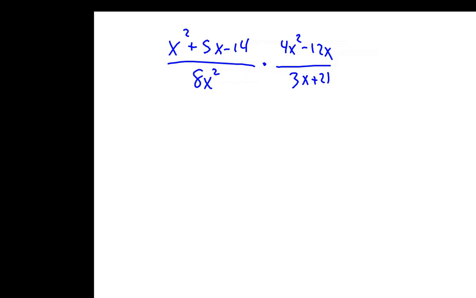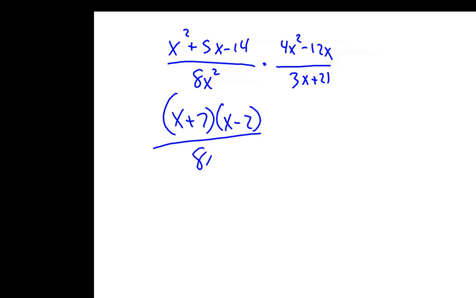So what does the numerator in the first fraction factor into? Factors of negative 14 that add up to 5. Cameron? All right, x plus 7, x minus 2. The denominator, can't factor that. It's already factored, 8x squared. The numerator of the second fraction, Jack?